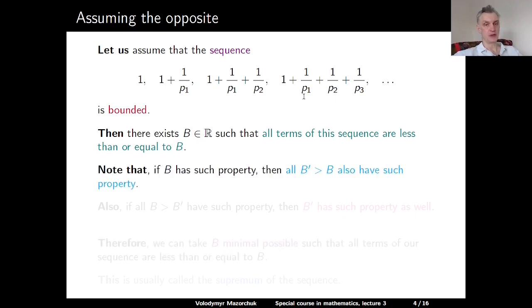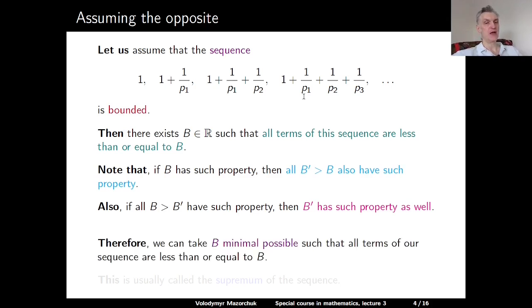Note that if we have some bound capital B, so some bound which satisfies this condition, all elements of the sequence are less than or equal to this capital B, then for any B prime which is bigger than B, B prime is also a bound. So if we have some bound, all bigger numbers are also bounds. On the other hand, if we have some real number B prime such that all B which are bigger than B prime are bounds, then B prime is also a bound.